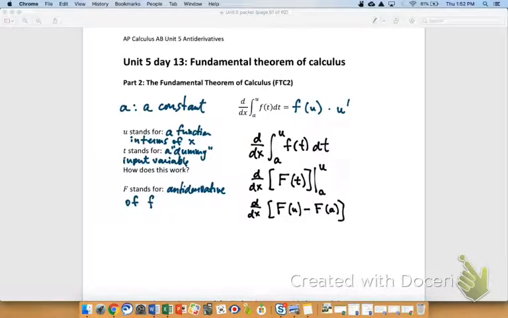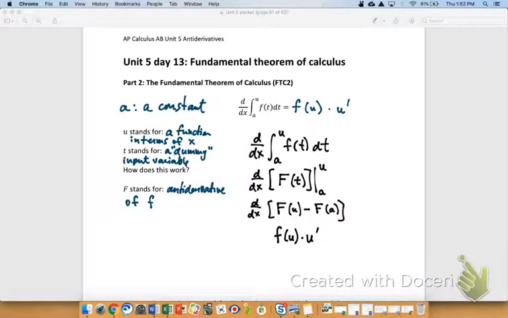But let's remember that u is some function. So won't the chain rule matter? U is the input variable. Well, the chain rule is going to matter because it could be a complicated function. So let's go with what Cole said. This is going to be lowercase f of u. And according to the chain rule, it would be times u prime.